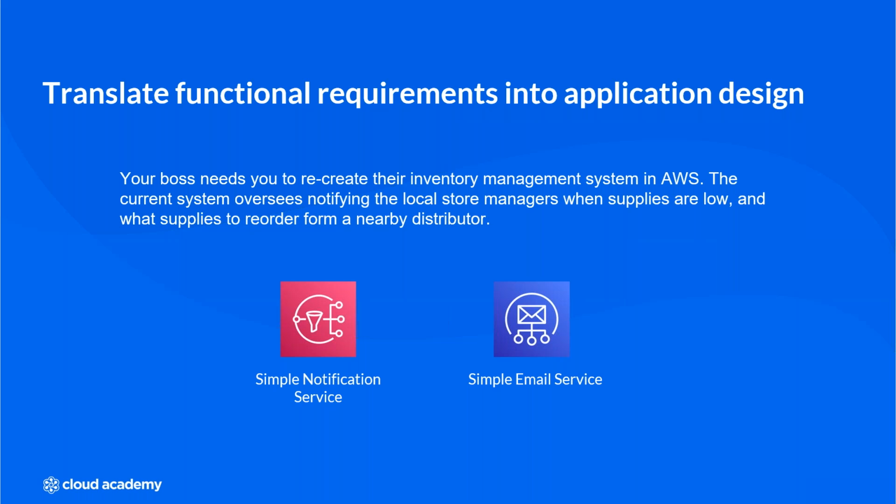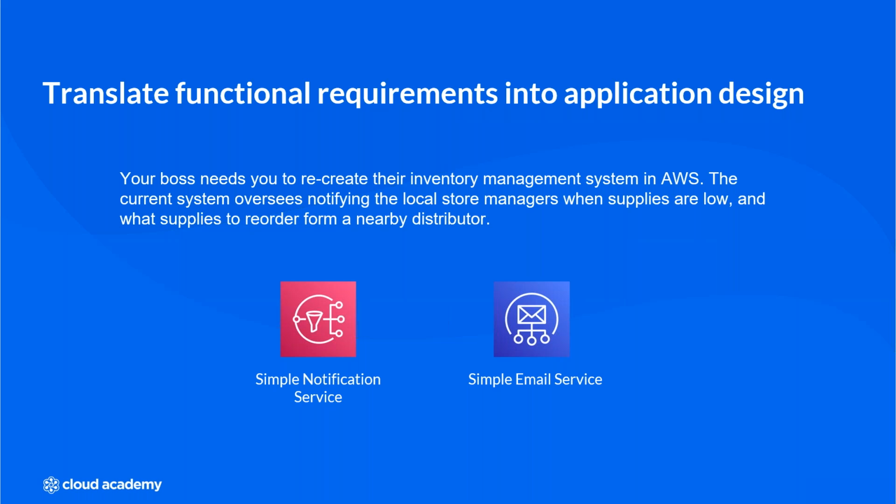Your boss needs you to recreate their inventory management system in AWS. The current system oversees notifying the local managers when supplies are low and what supplies to reorder from a nearby distributor. When I see this sentence or series of them, I'm seeing the words notify. And so that means at some point, we're going to have to send that email out to the poor soul who has to reorder all of the bread.